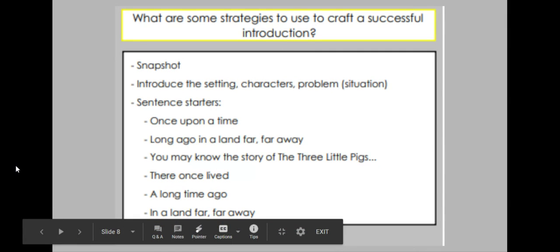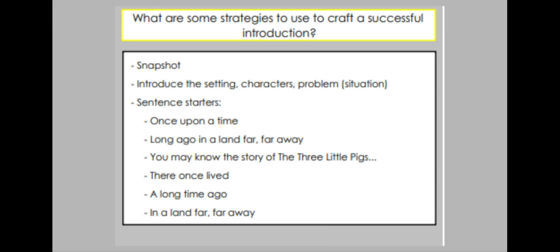So some things to remember before we even begin. A successful introduction should be detailed. You should be able to build a snapshot of your setting and your characters through your describing language. Make sure you introduce not only the setting, the characters, but also the problem.